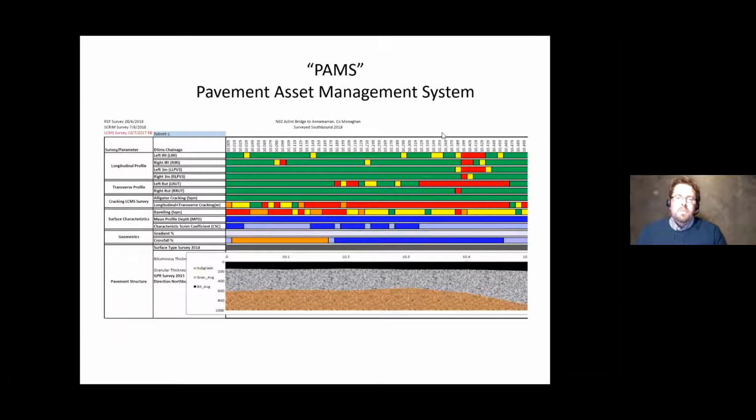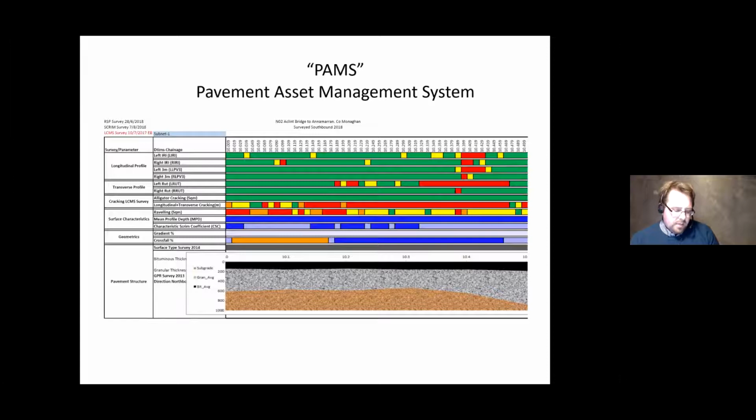This is a typical strip map. When the TII carry out these assessments, each carriageway lane of each national road is tested annually. Sorry, each route is tested annually in opposing directions. So I'd say this year the section of the N2 might have been tested northbound. Next year it'll be tested southbound.